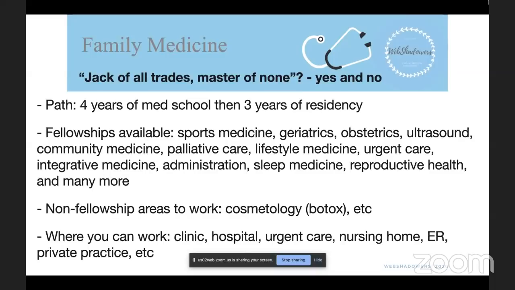Where can you work as a physician? You can work in the clinic, in the hospital, in urgent care, in nursing homes, in the ER, in private practice, or for the government and the VA system. You can work in so many different places. It's really a versatile specialty to go into, and anything you want to do, you can do, which is great.